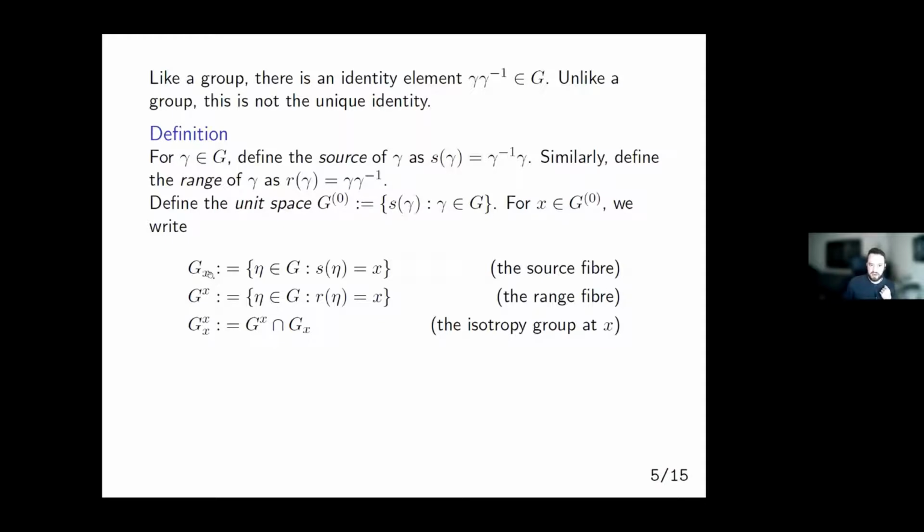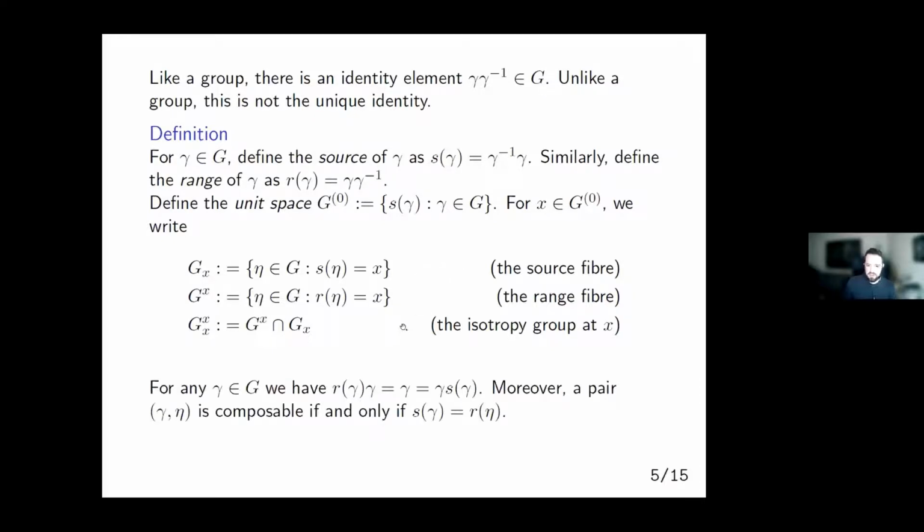Another way to write these source and range fibers, and the reason I call them fibers is you could say, oh, the pre-image, you can write this as the pre-image of X under the source map, and the pre-image of X under the range map. So that's why these are sometimes called fibers and bundles.